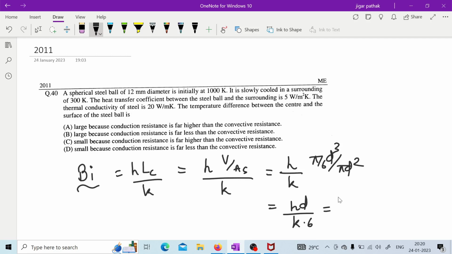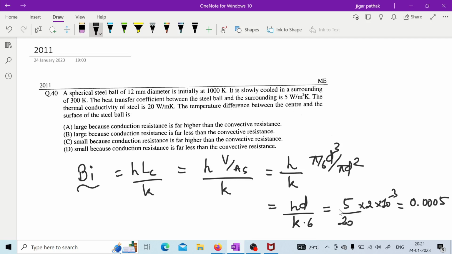So h is given as 5, k is 20, but you need to convert the diameter into meters, right? So it is 2 into 10 raised to minus 3, right? So 0.5 into 10 raised to minus 3 means 0.0005. Yes or no? Yes sir. So what does it mean now?